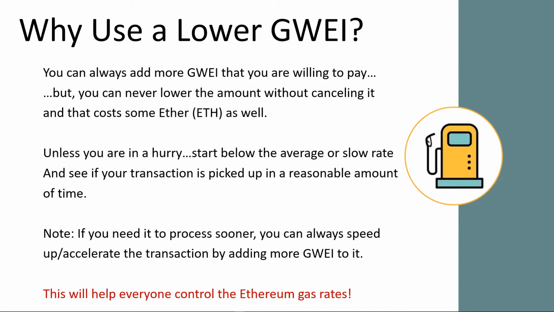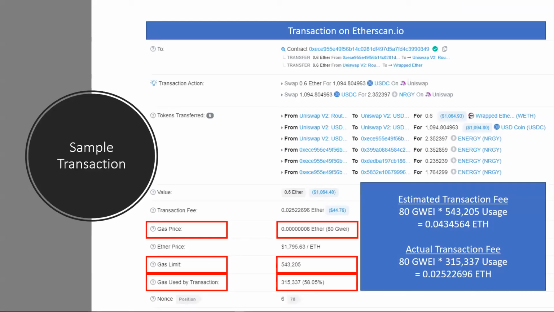So put in the transaction, keep the limit at whatever it's set to, maybe higher. Set the gas rate, the GUI amount, down to something reasonable or to something that you're willing to pay. You may hope that the network, the gas rates will eventually get down to that point. And this will help everyone because it controls the Ethereum gas rates. So now, having explained all of this, let's look at some actual transactions on etherscan.io.